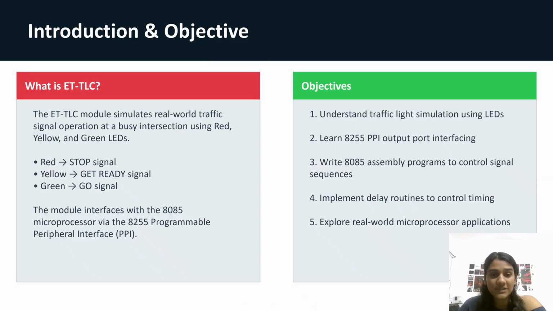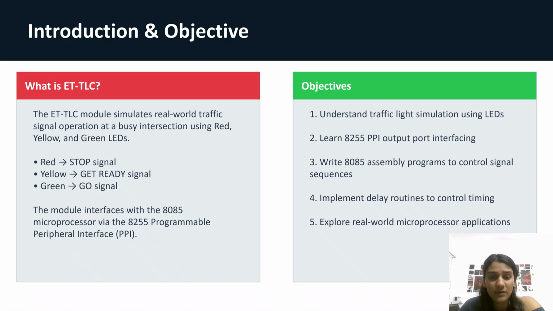So let me first explain what the ETTLC module is. The ETTLC is a traffic light simulation module that mimics a real-world intersection using red, yellow, and green LEDs. Each LED represents a specific signal. Red indicates stop, yellow indicates transition or get ready, and green indicates go.